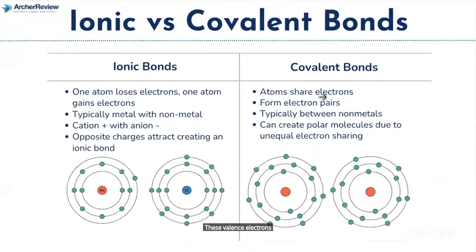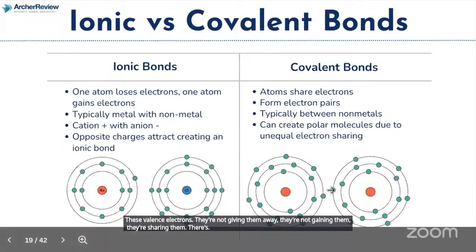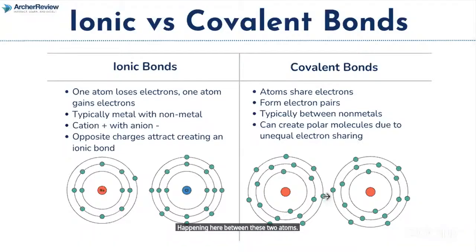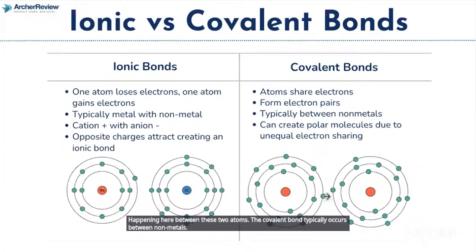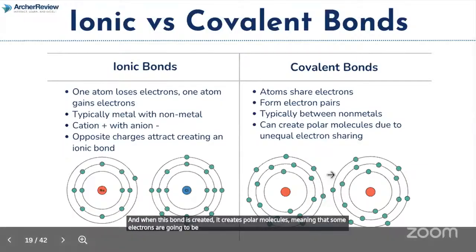They're not giving them away. They're not gaining them. They're sharing them. There's like an overlap happening here between these two atoms. The covalent bond typically occurs between non-metals. And when this bond is created, it creates polar molecules, meaning that some electrons are going to be a little more heavily distributed on one end of the molecule as opposed to another end.